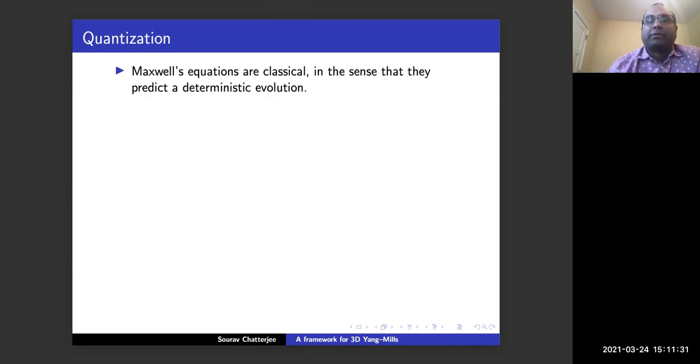Okay. So now you have these equations, which are really classical equations, but you want something quantum. Maxwell's equations are classical in the sense that they predict a deterministic evolution.